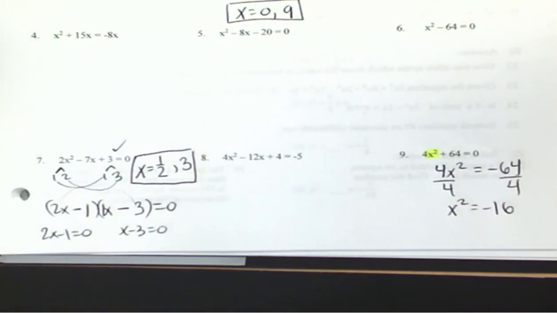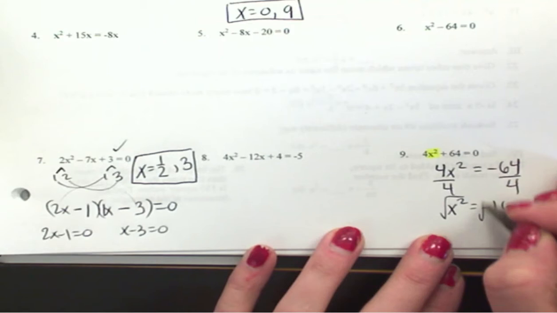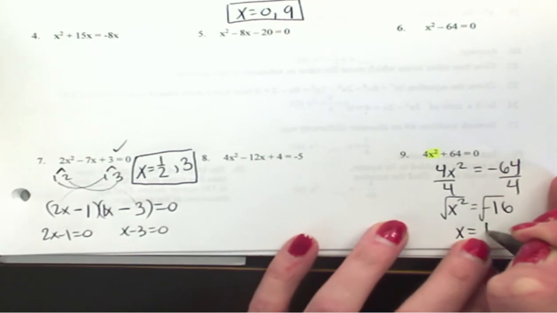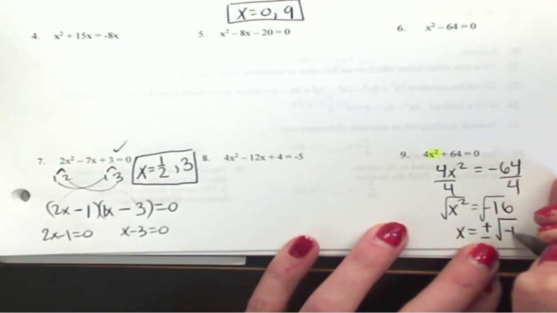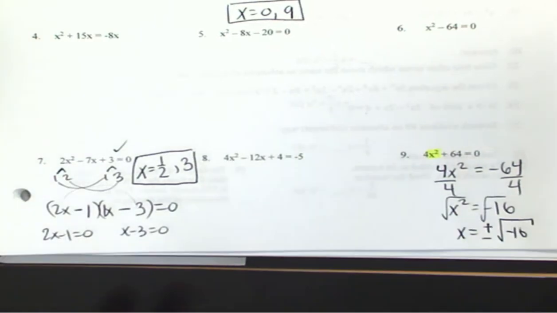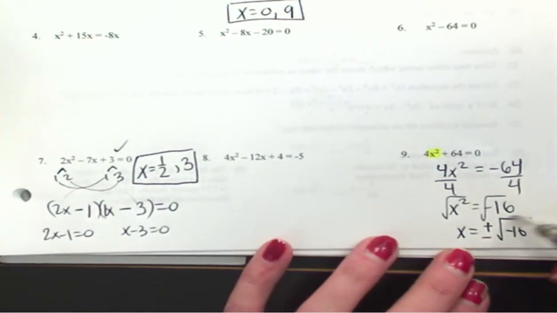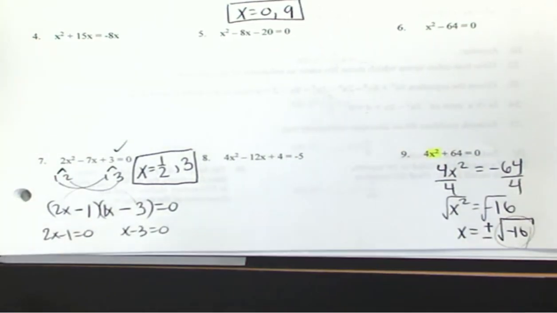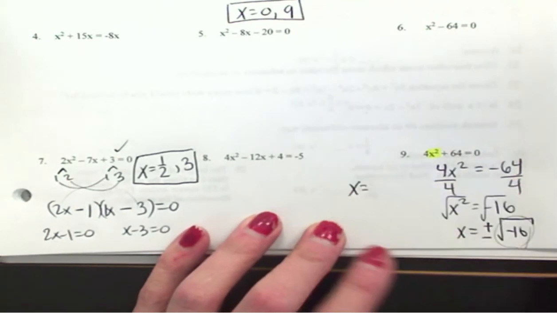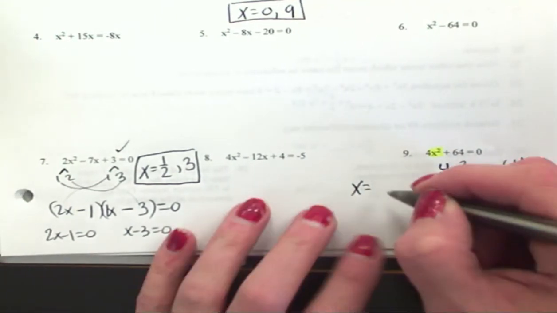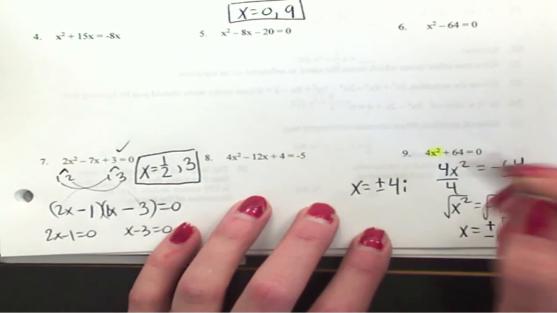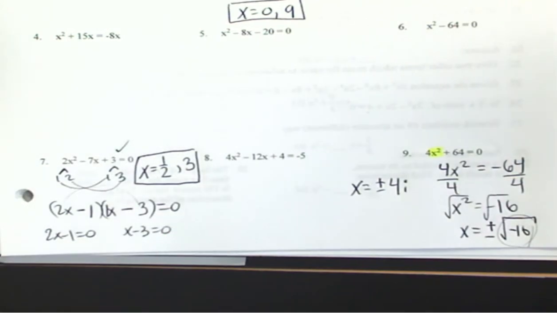And then I square root. So x equals plus or minus root negative 16. Is this how you want to leave your radical? No. Well, 16 is a perfect square, and negative 1 is i. So it's plus or minus 4i.